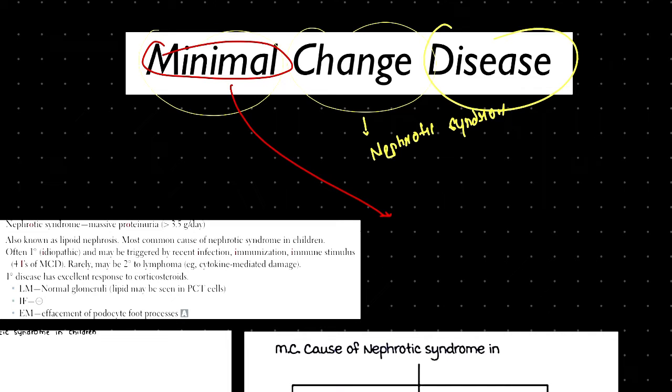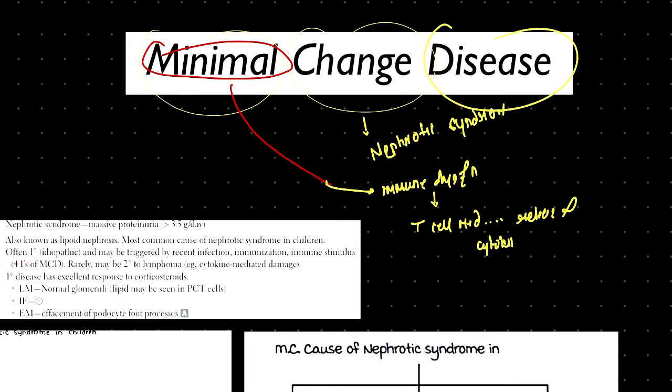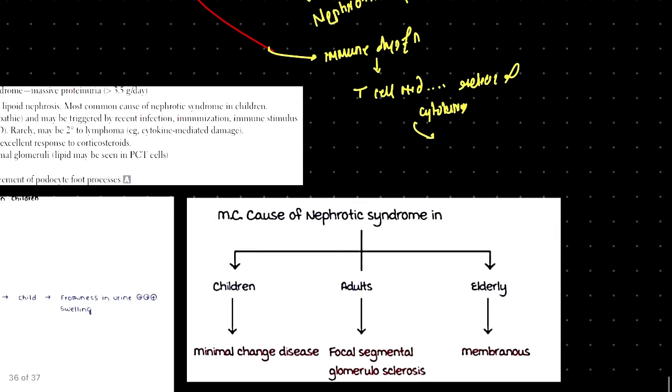Another thing we need to know here is that it is an immune dysfunction. Because of immune dysfunction, there is T cell mediated release of cytokines. Here there will be release of proteases and oxidants.